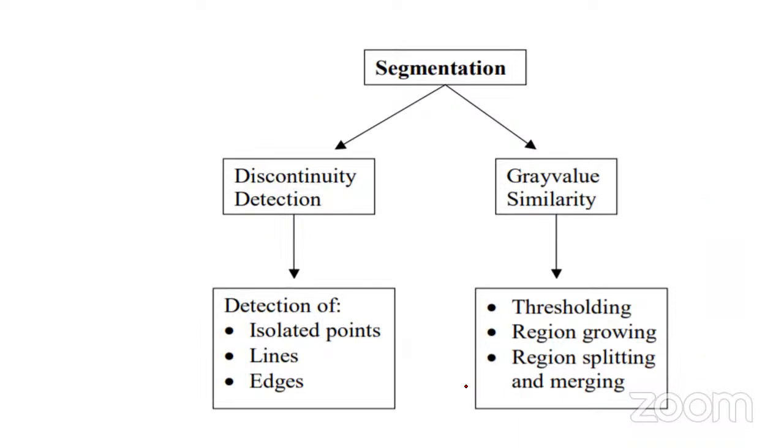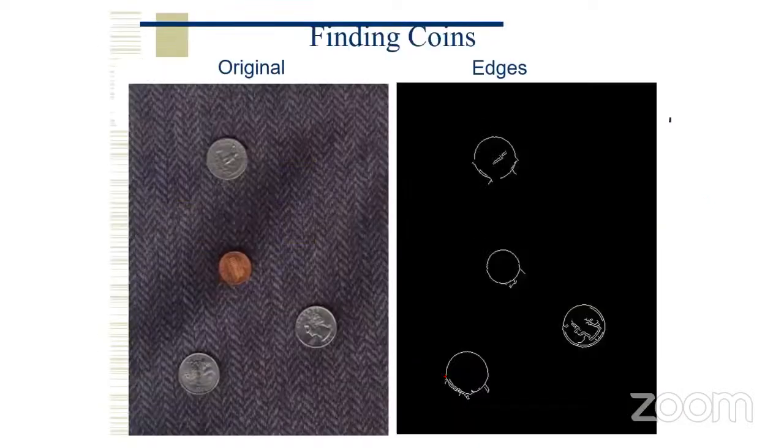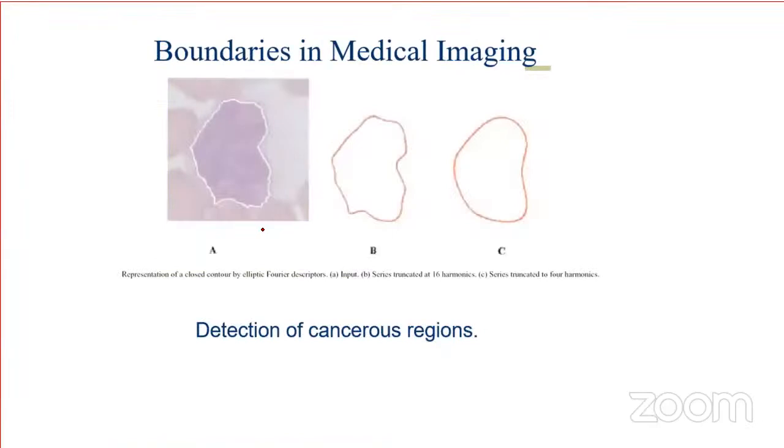So this is point detection, and this is edge detection. Here we are able to find the edges of the original images and detect the boundaries of medical images. Based on that, we can identify the width, length, all those things. Based on that, we can decide the status, the stage of the cancer, whether it is in the initial stage or the final stage. Like that, we are able to decide easily by using segmentation.